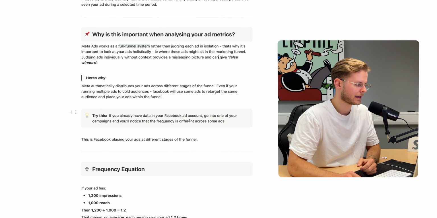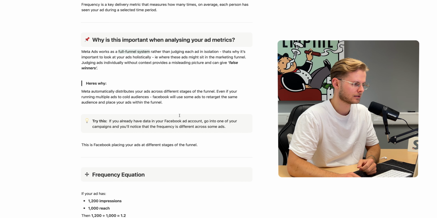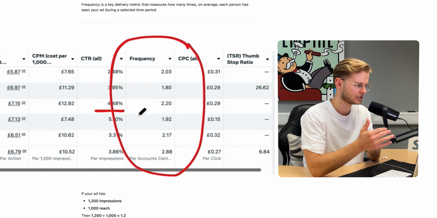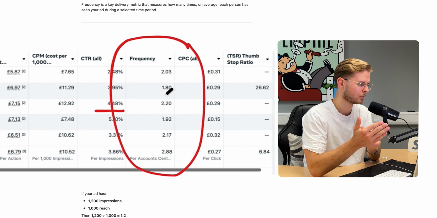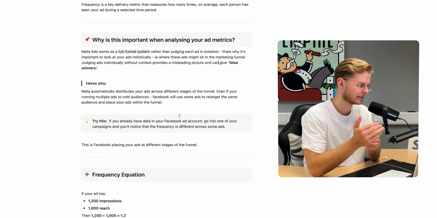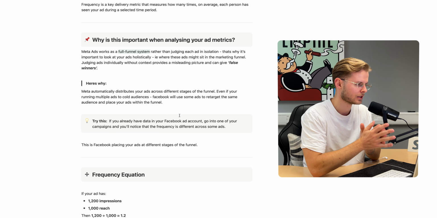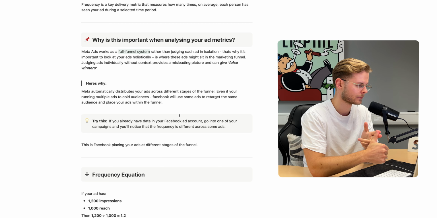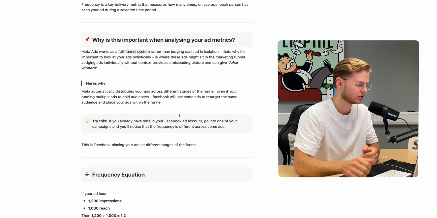If you go to your ad account, have a look at your data and go into one of your campaigns running multiple ads, you'll notice that the frequency is slightly different on each ad. You might have one running at a 1.1, or you might have one running at a 2. It's important to look at this data and understand where your ad is sitting in the funnel before we measure the other metrics, because a lot of people will just look at ROAS, maybe the CPA, and judge the winners based upon that. That can be misleading and you could be killing your own funnel.